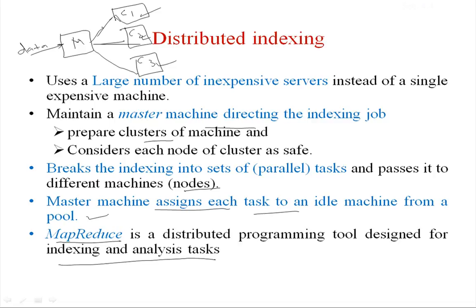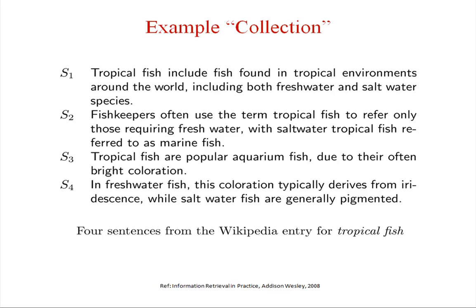Now we will cover some examples of different types of indexing. For that, we have taken a total of 4 sentences from Wikipedia. Entry for tropical fish. Sentence 1. Tropical fish includes fish found in tropical environments around the world, including both freshwater and saltwater species. Like that, it contains a total of 4 different sentences.